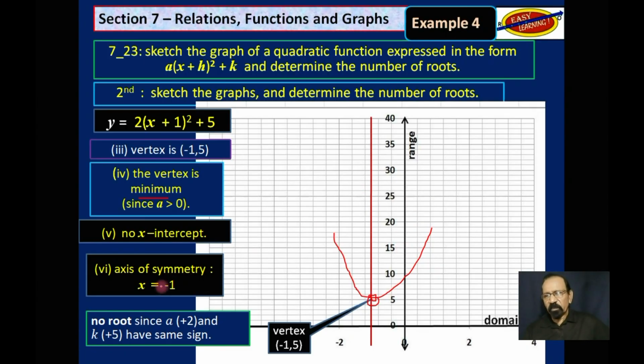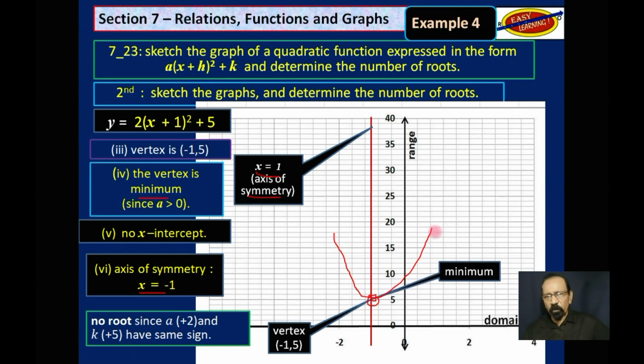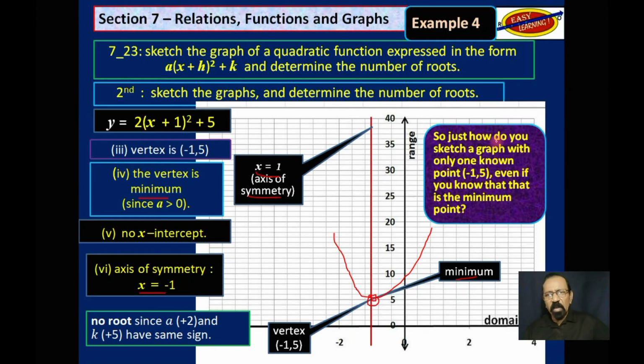We know the axis of symmetry, x is equal to -1. Still don't have enough data points to sketch the graph. Okay, we know that. We know it's minimum. Yes, but can we sketch the graph? So just how do you sketch a graph with only one known point, -1, 5, even if you know that that is the minimum point? We need some more data points.